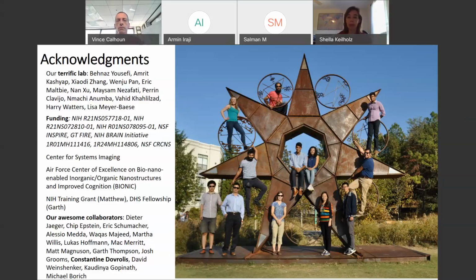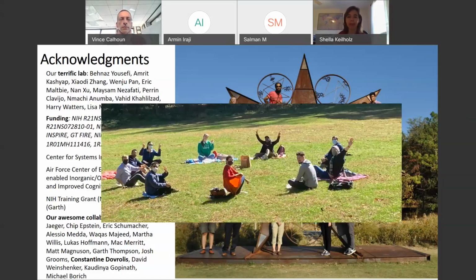Now, this lab picture is old, but our new lab pictures look like this. And so it's hard to tell where anybody is here. But that's just the state of the world right now.